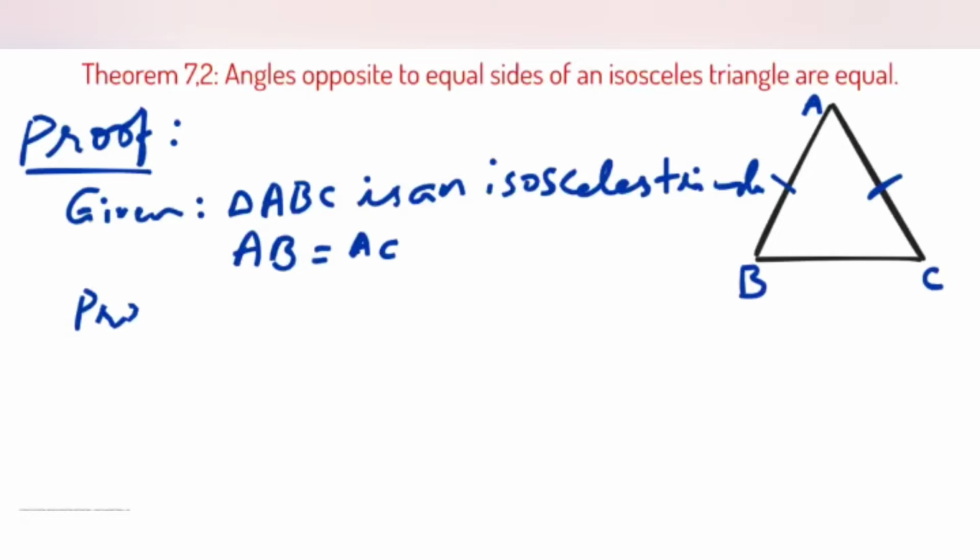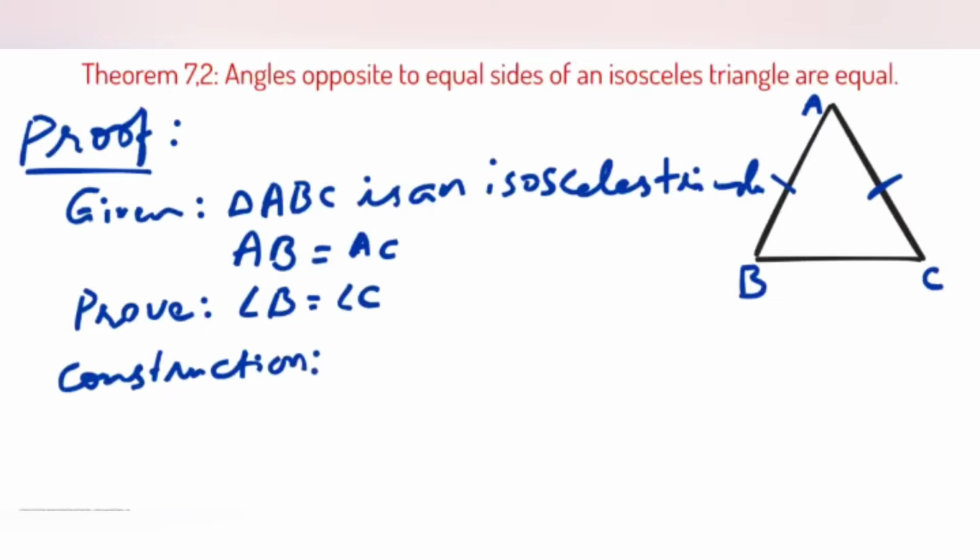Now what do you want to prove? You want to prove that their opposite angles are equal, that angle B and angle C are equal. You want to show this. To prove angle B is equal to angle C, we need to construct something. What do you have to construct? Construction: you have to construct an angle bisector.